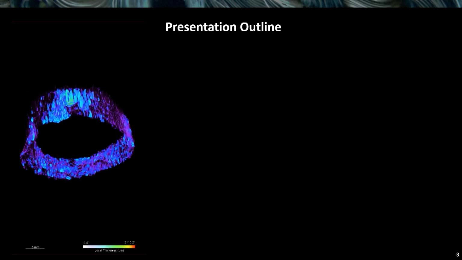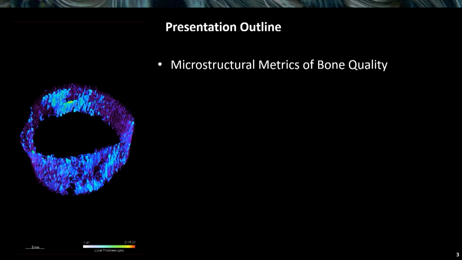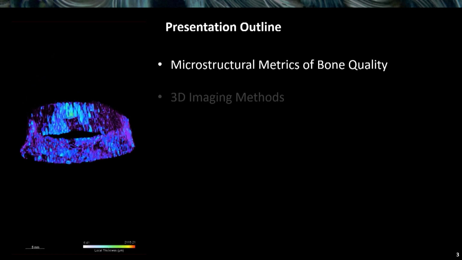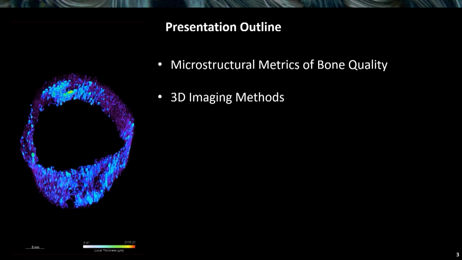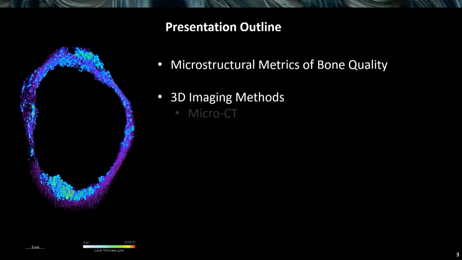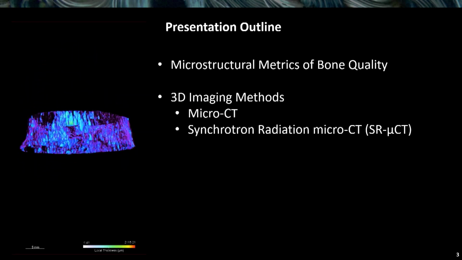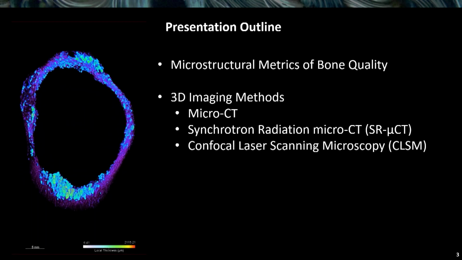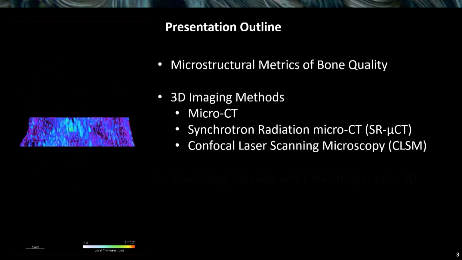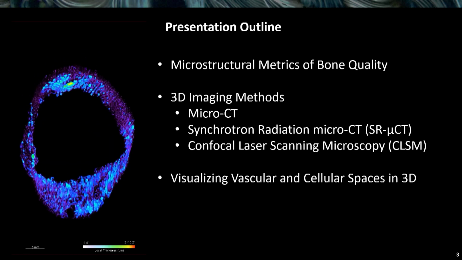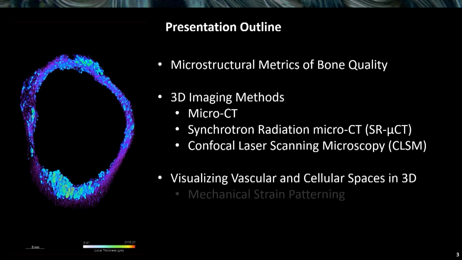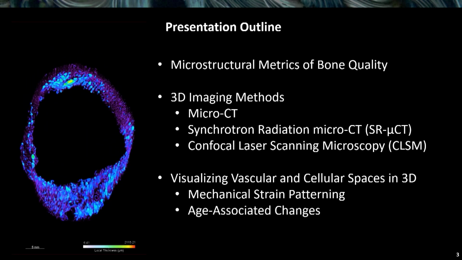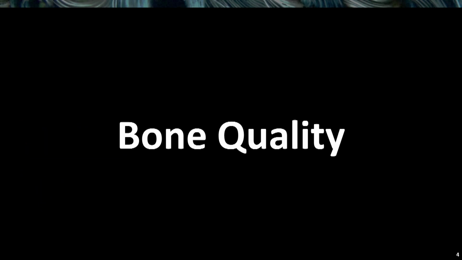A little bit about what I'm going to go over in this presentation. I'm going to talk about different ways we can look at bone quality through different aspects of bone tissue. I'll talk a little bit about 3D imaging methods, which will probably be familiar to most of you: micro-CT, SRμCT, and confocal laser scanning microscopy, which are the main ones that I've used for visualization. And finally, I'll talk about two projects that I've used for visualizing these spaces, looking at mechanical strain patterning and looking at age-associated changes in these spaces.